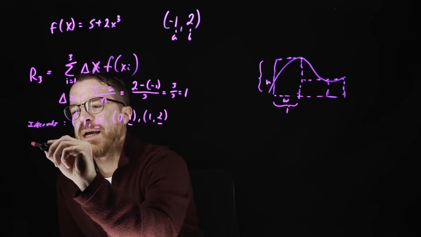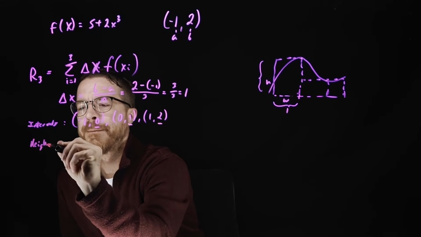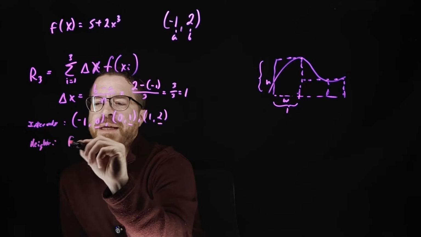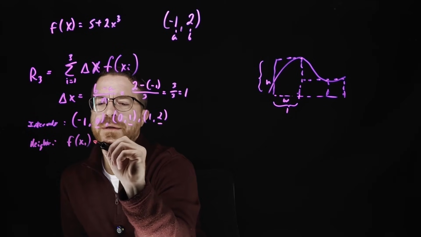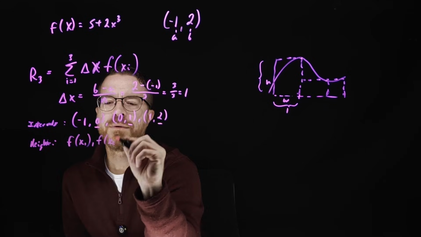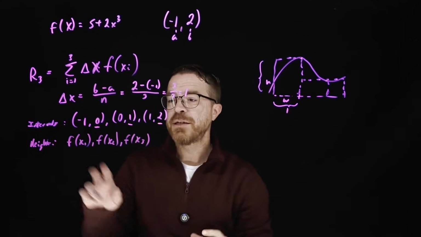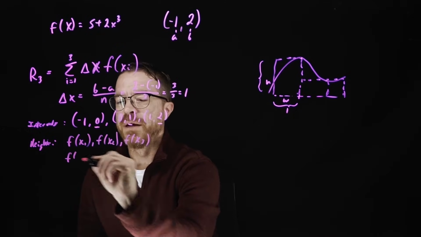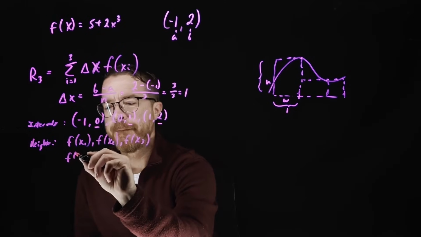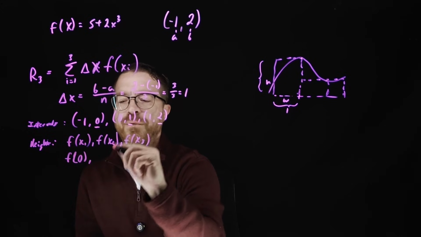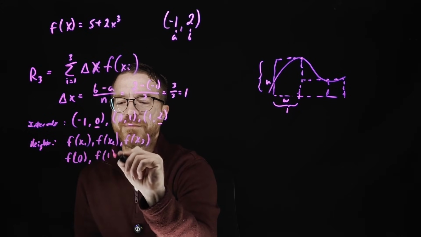So we're going to find the heights by plugging in f of x1, f of x2, and f of x3, because we have 3 subintervals, which in this case would be f of right-hand endpoint, 0, f of 1, and f of 2.